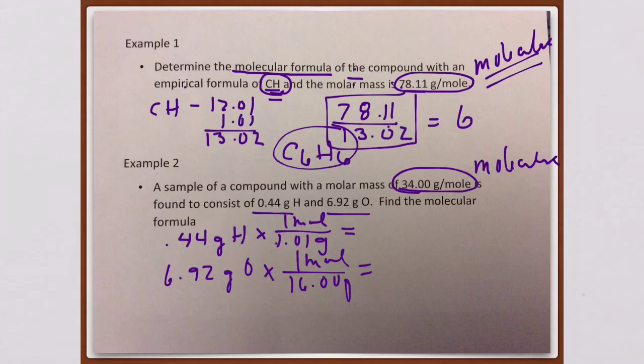And now we need to do the calculation here, which, sorry, I'm opening up my phone to get my calculator because I didn't come with my normal calculator. So 0.44 divided by 1.01 is 0.44. And let's do the other one. 6.92 divided by 16 is 0.43, but essentially that's a 1-to-1. So we know that the empirical formula is HO. Ho ho ho.